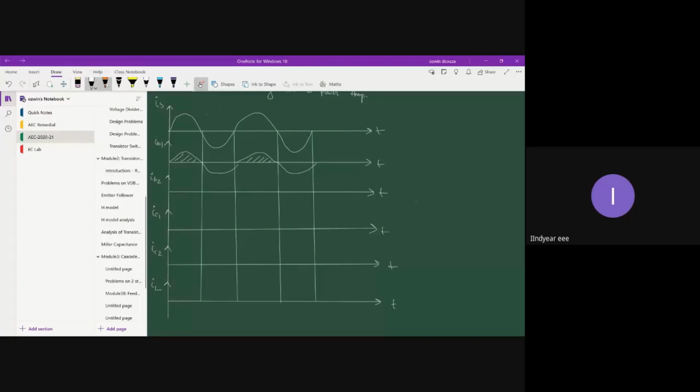And IB2, how are you going to draw? IB2 can be drawn with a complementary level, because you know that the potential at A and the potential at B are kind of antiphase in nature. That's the reason your IB2 is going to be a phase inverted signal. So for the positive half cycle of IB1, you're going to have a negative half cycle.